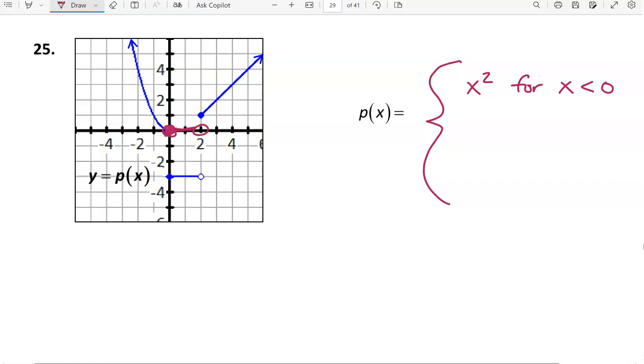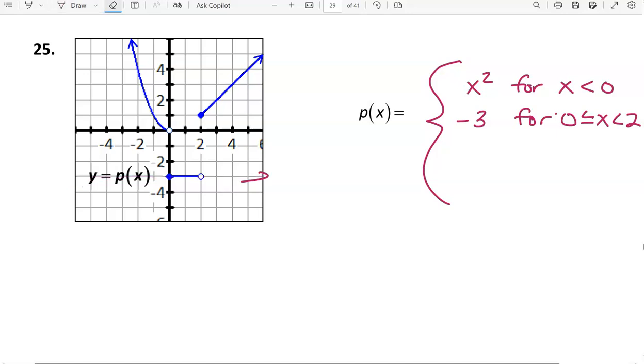The next piece of our function is resolved to the x-axis. The piece that goes from 0 to 2. So we'll write for 0 is less than or equal to x is less than 2. And for this piece of the function, the equation of the line extended would be the equation of a horizontal line, which is always in y equals a number form. Y is equal to negative 3.